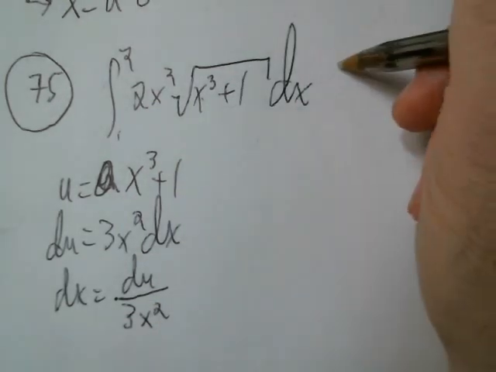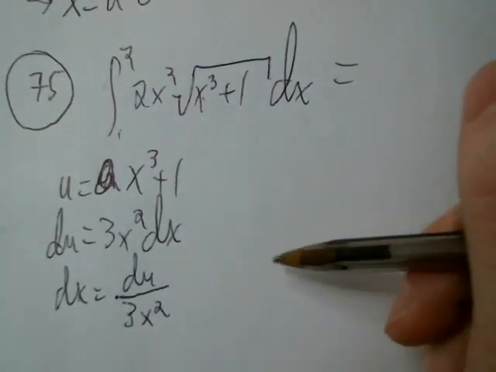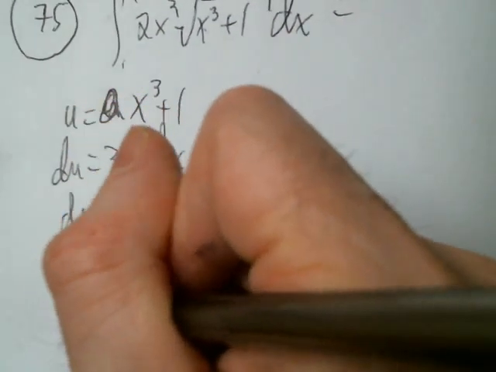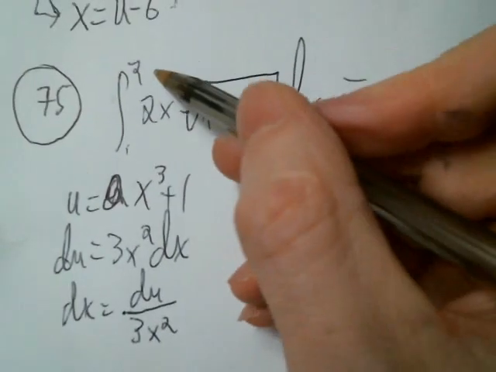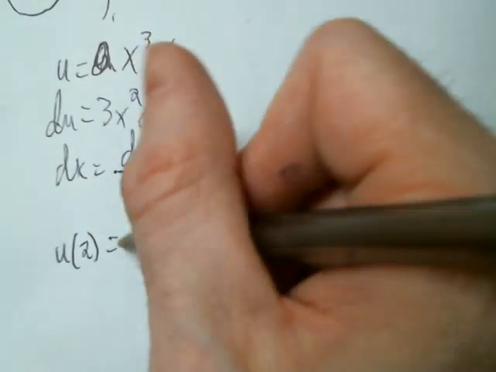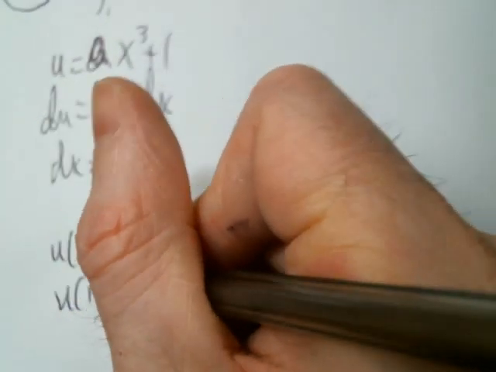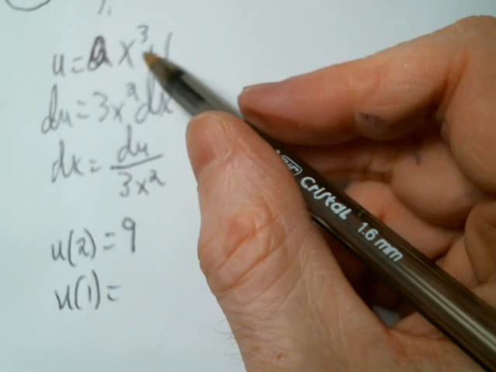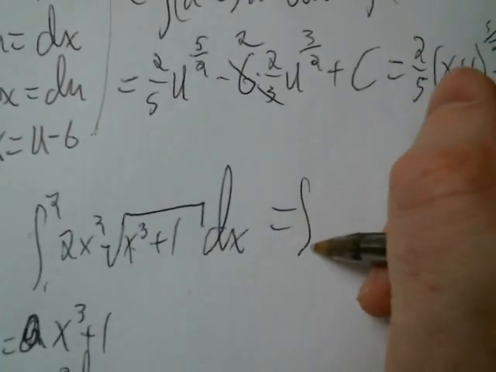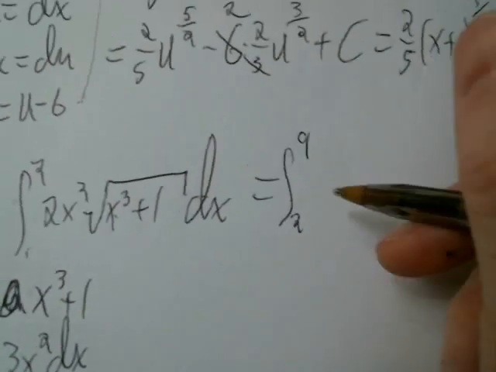And you could change the limits on the integral right now, or you can wait until the end and do a back substitution. So let's just go ahead and change them right now. So u of 2, the upper limit on the integral: if I plug 2 into this equation, it will be 9. So 2 cubed is 8 plus 1 is 9. And then for the lower limit, plugging 1 in, 1 cubed is 1 plus 1 is 2. Okay, so my new integral will go from 2 to 9. And now I don't have to worry about back subbing once I'm done.